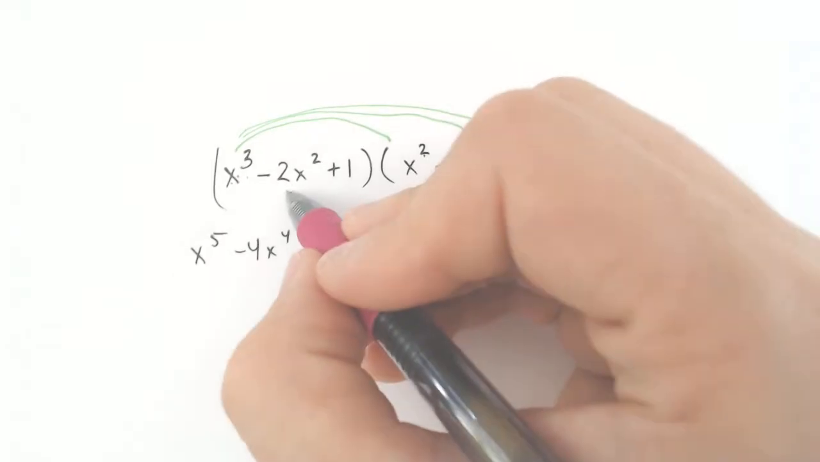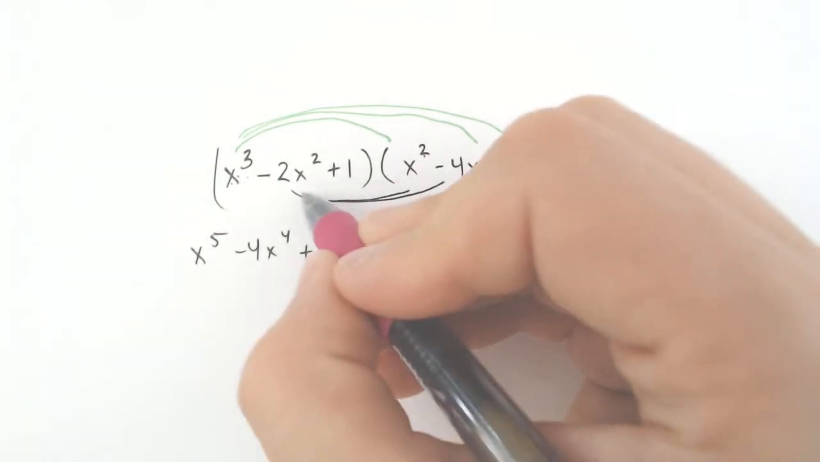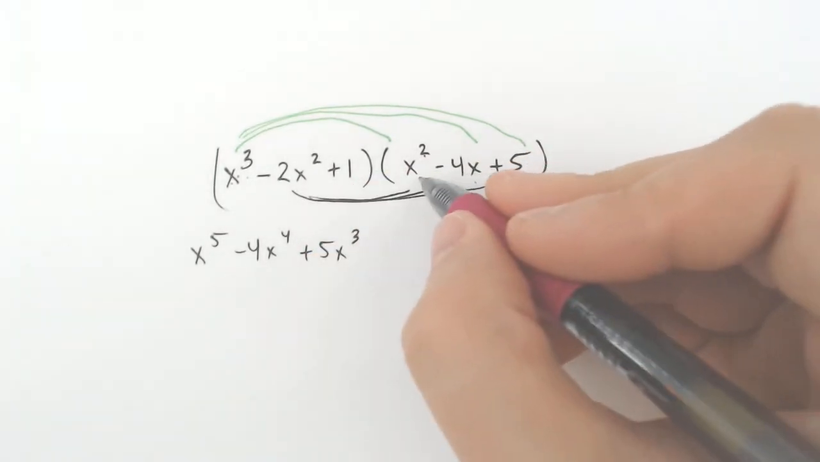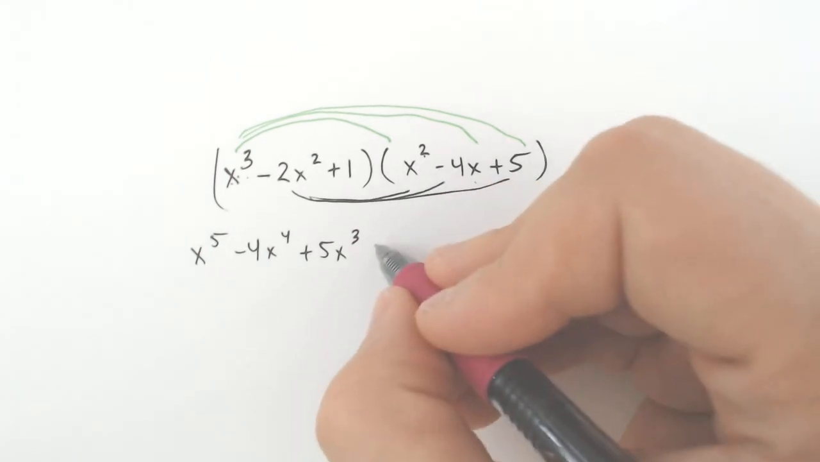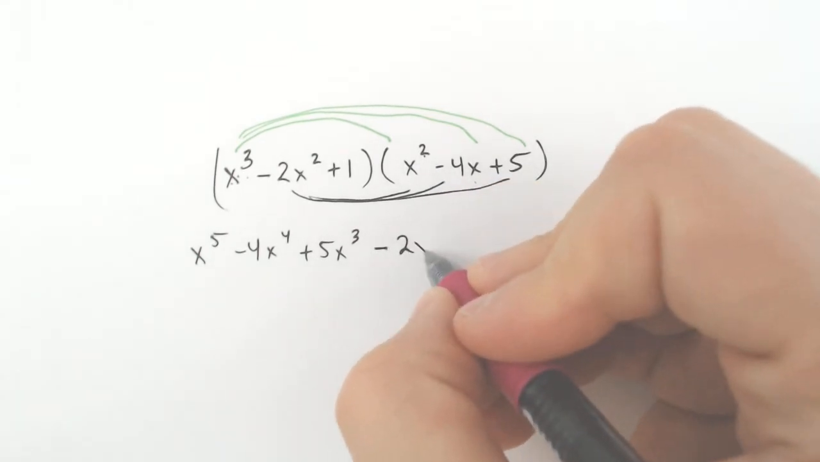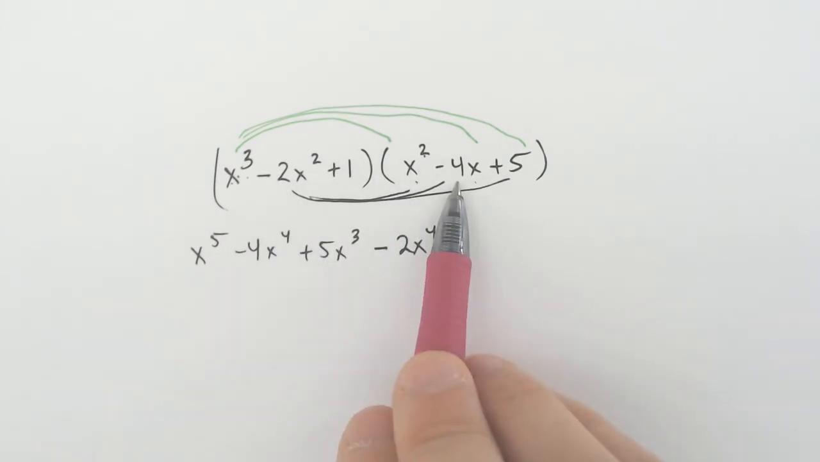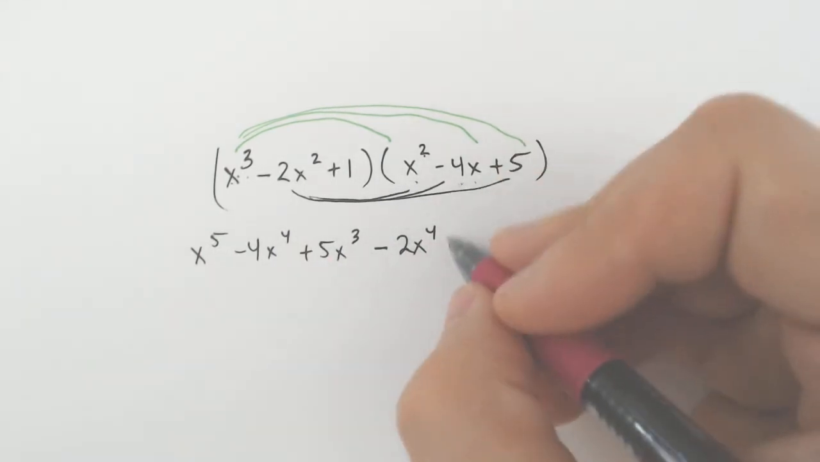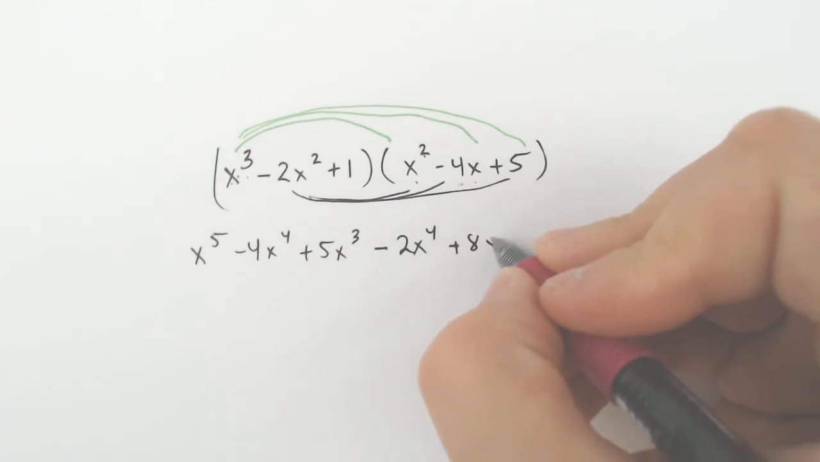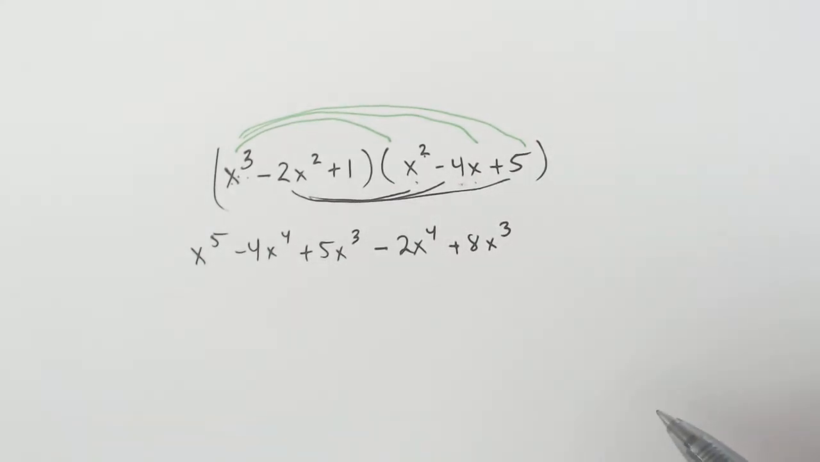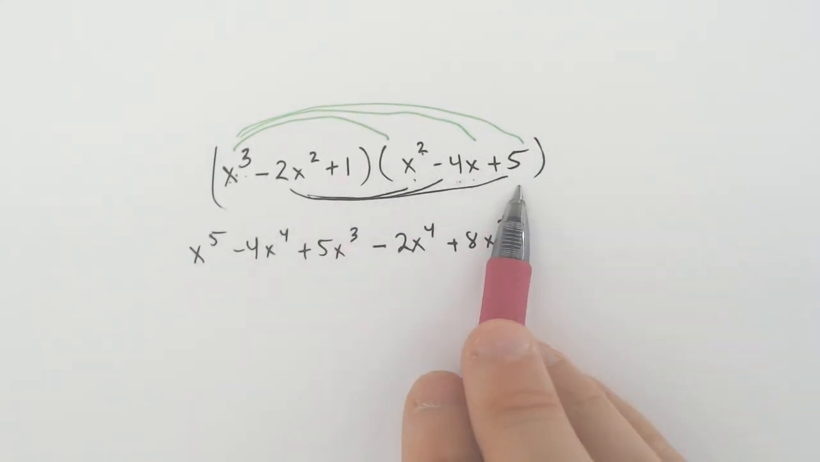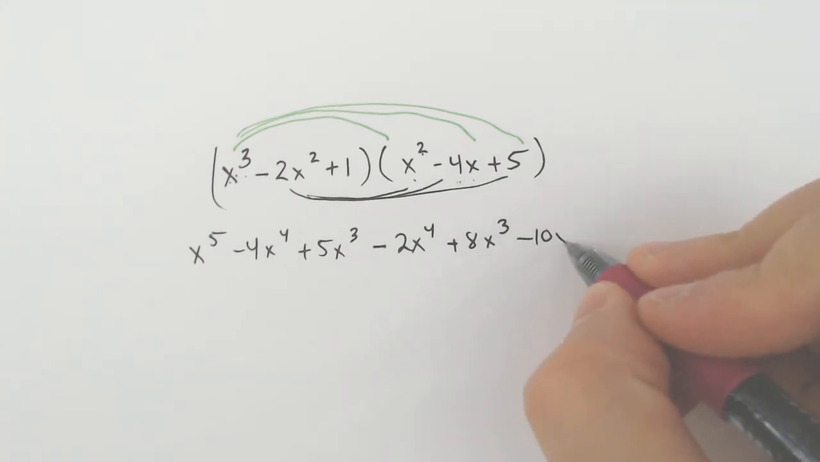Then we have to multiply the negative 2x squared times all 3 terms. So negative 2x squared times an x squared makes negative 2x to the fourth. Negative 2x squared times negative 4 is going to be equal to a positive 8x to the third. Negative 2x squared times 5, the last part, is negative 10x squared.